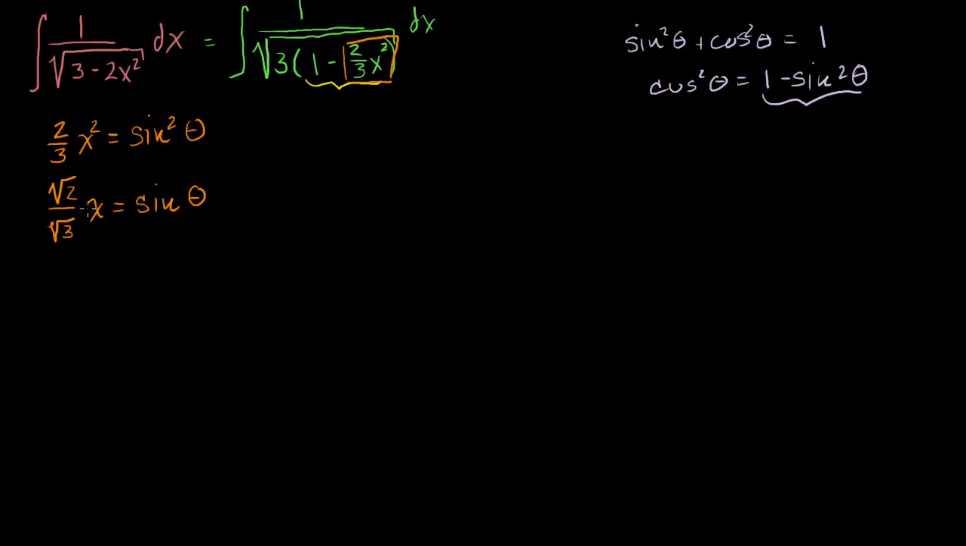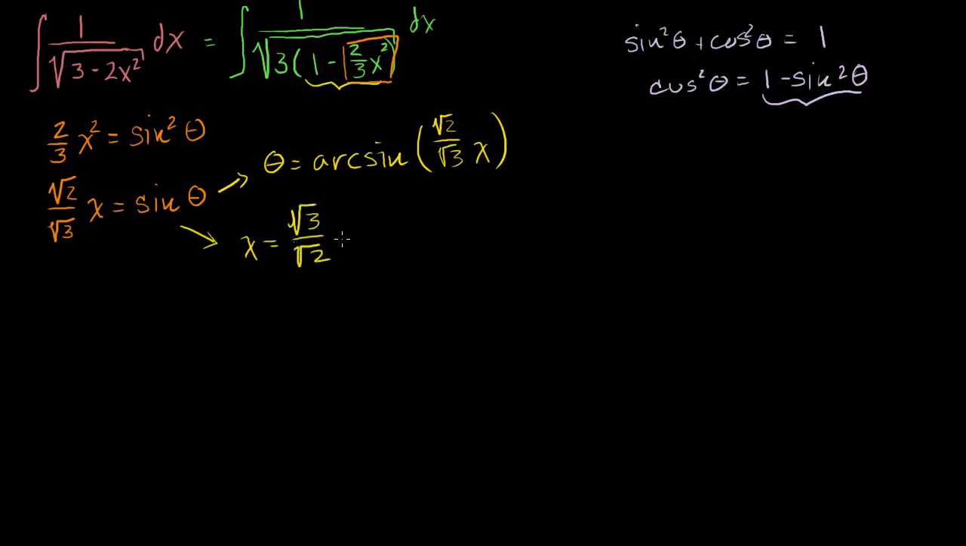If I want to solve for x, what do I get? We're going to have to solve for both x and theta, so let's do it both ways. First, let's solve for theta. If we solve for theta, you get that theta is equal to the arc sine, or the inverse sine, of square root of 2 over square root of 3 times x. Now, if you solve for x, you multiply both sides of this equation by the inverse of this, and you get x is equal to the square root of 3 over the square root of 2 times the sine of theta.